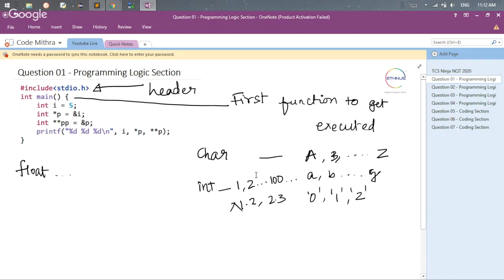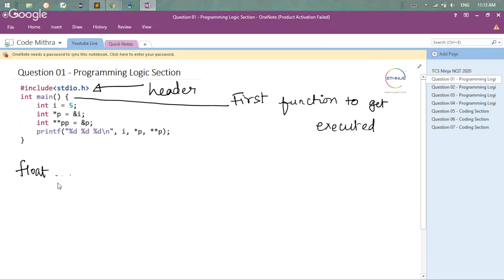So here, if you observe this question, star P is used, which means that they are using pointers. So pointers are variables which store the address of another variable.